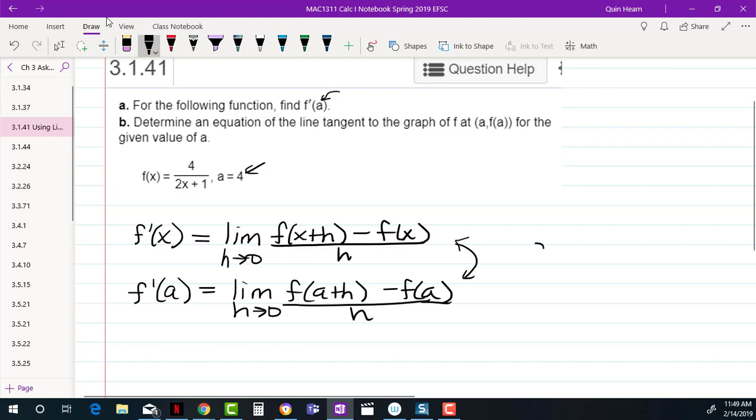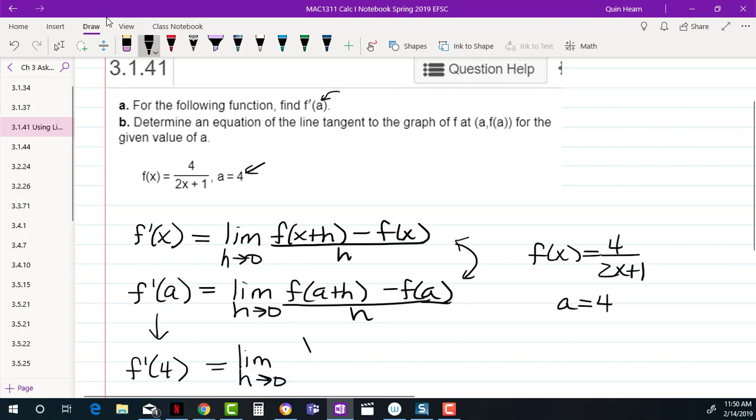So in this case, we have f of x is 4 over 2x plus 1, and we're interested in the x value 4. So we're going to fill in to this formula. F prime at 4 is going to be the limit as h goes to 0 of f of 4 plus h minus f of 4 over h.